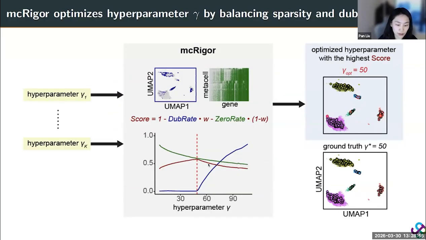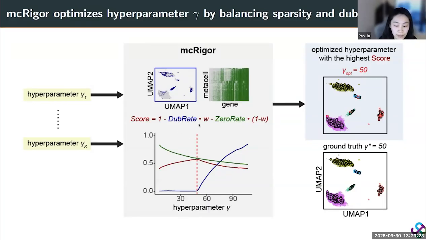Now I wish to introduce how to achieve the second goal, which is how we can nominate the top performing metacell methods and at the same time optimize the hyperparameter, the granularity level. And the main idea is that for a given data set, we would compute a score for each metacell partition generated by a specific method under a specific hyperparameter setting.